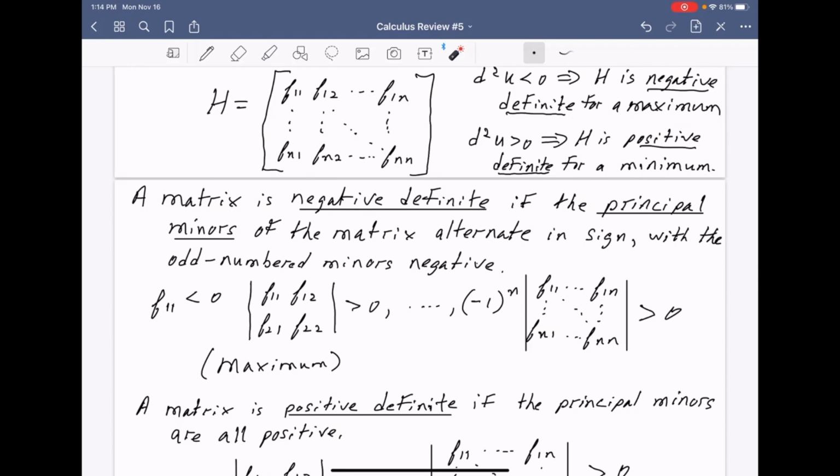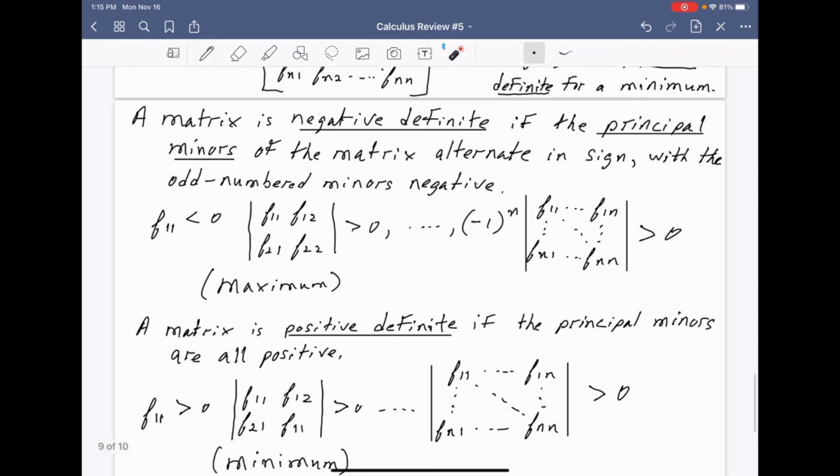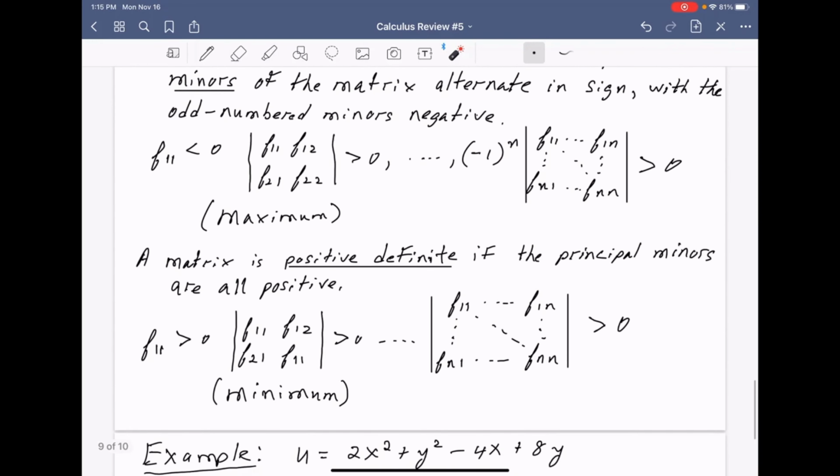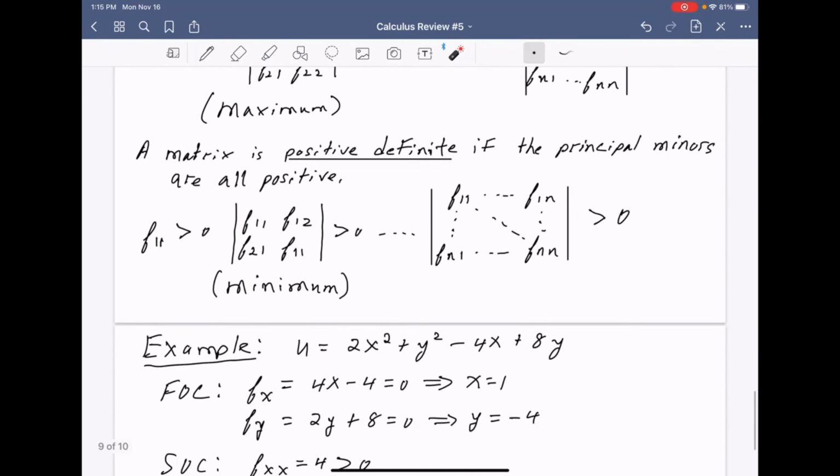So we have F11 through F1n, so this is the final one. The determinant of the total Hessian matrix also has to be greater than 0 for a maximum, well, that assumes that n is an even number. All right, a matrix is positive definite if the principal minors are all positive. So everything is positive. F11 is greater than 0. The next principal minor is greater than 0, and all of them, right up to the end, the determinants are all greater than 0, and then we have a minimum.